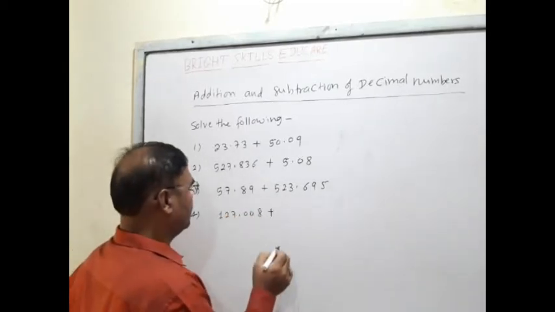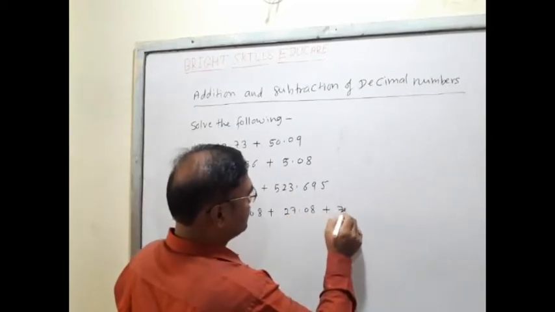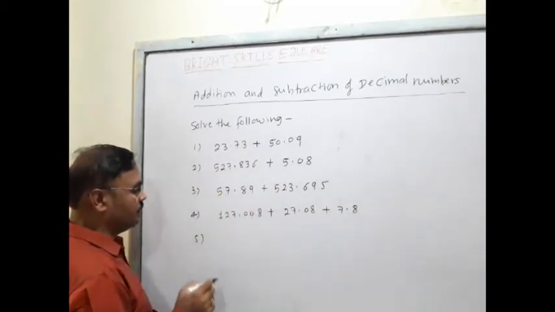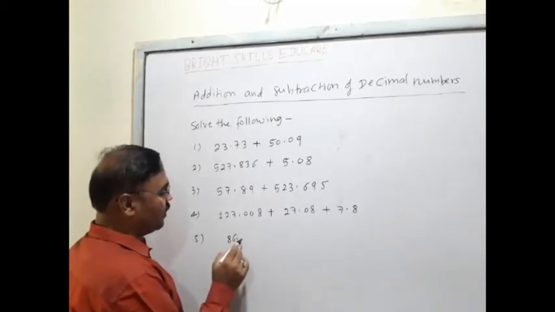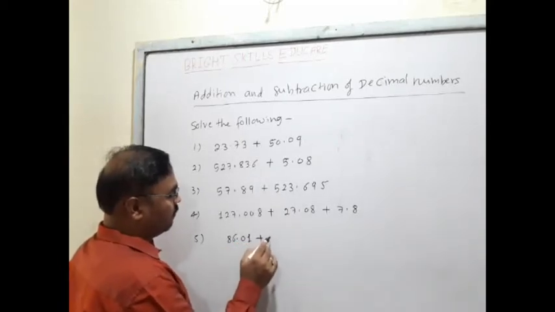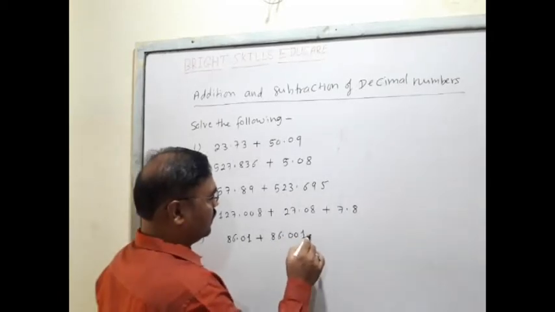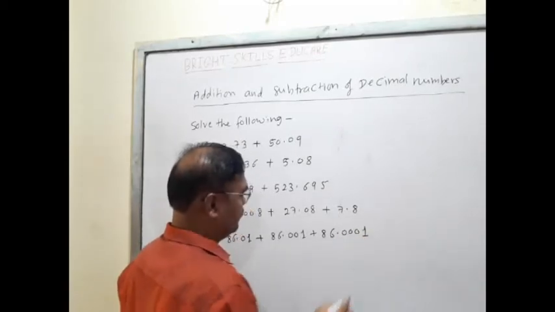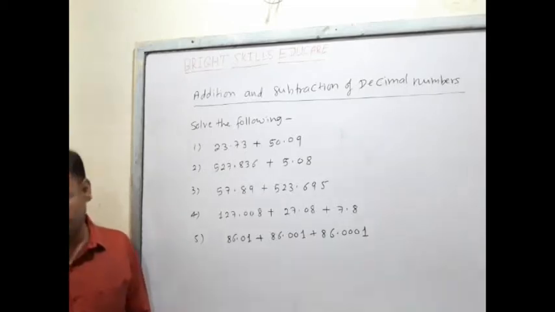Fourth sum, 127.008 plus 27.08 plus 7.8. And the fifth sum, 86.01 plus 86.001 plus 86.0001. Solve all these 5 sums related to addition of decimals.